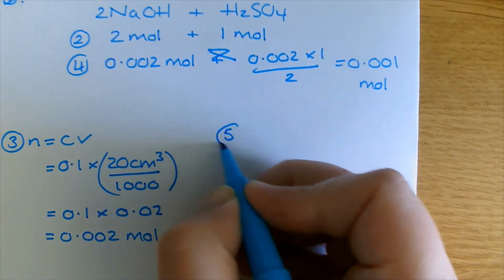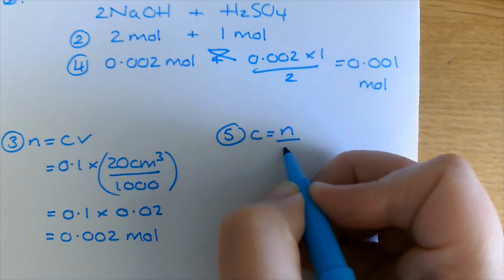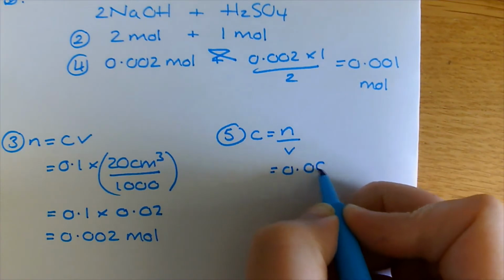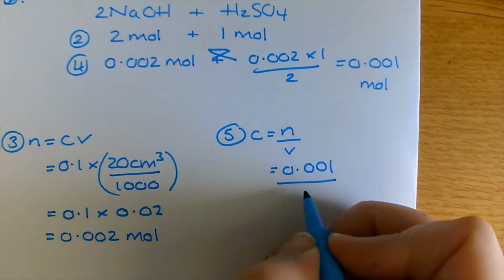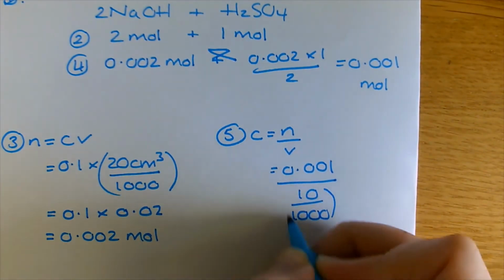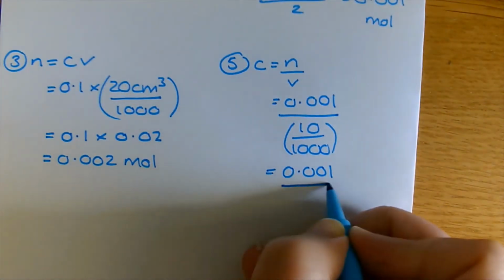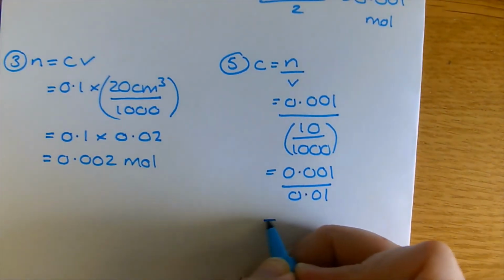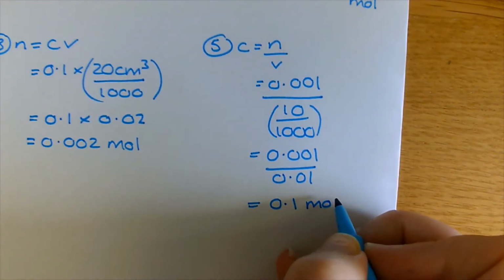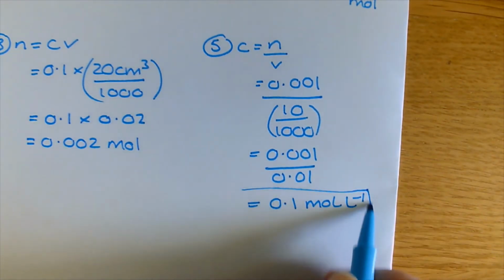On to our final step. We are calculating the concentration. Concentration equals the number of moles divided by the volume. The concentration we calculated to be 0.001 moles divided by our volume, which is 10 centimetres cubed. Again, we must divide that by 1000 to put it into litres. And there, our final answer for concentration of sulphuric acid is 0.1 moles per litre.